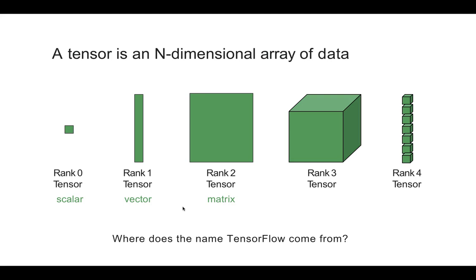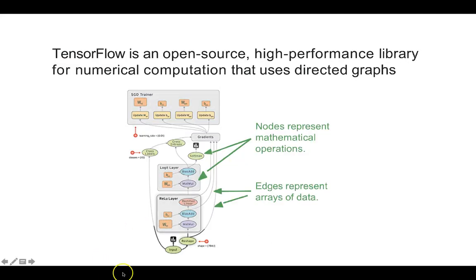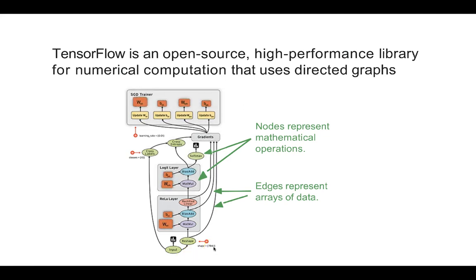So the name TensorFlow came from the fact that these tensors, or the data, flow through the DAG, or directed acyclic graph. As you see, the tensors are flowing through the DAG, and different operations are being performed on them. Hence the name TensorFlow.